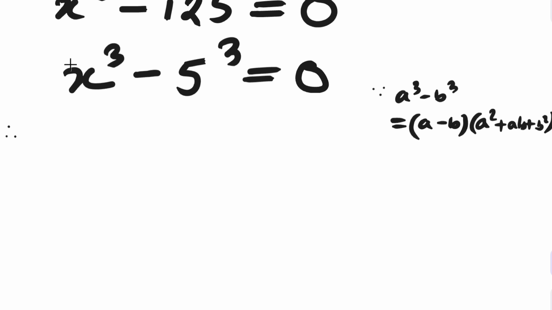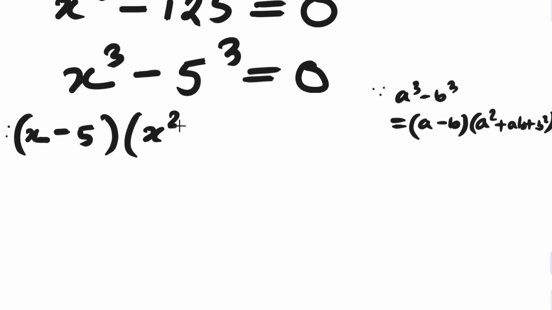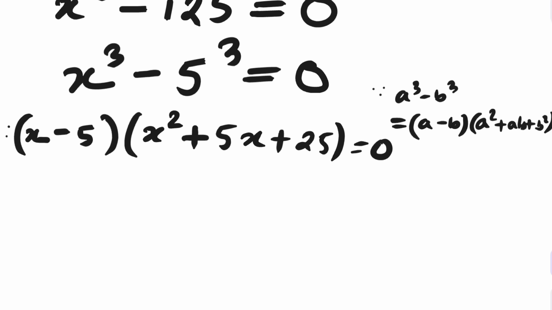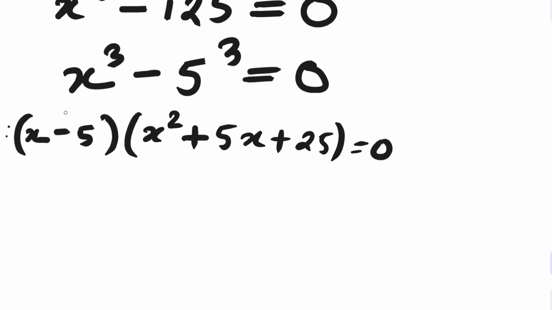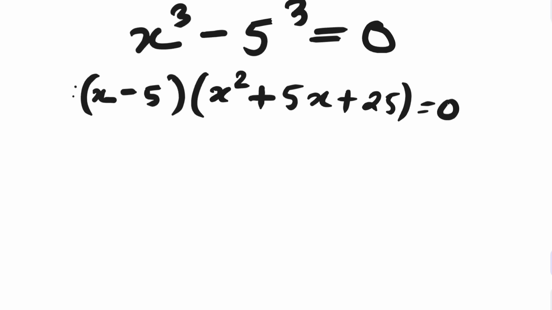So let's apply it here. With a equal to x and b equal to 5, when we substitute into the formula, we get x minus 5, multiplied by the quantity x squared plus 5x plus 25 equals 0. Now pay attention to the simplification. Whenever we have a product of 2 expressions equal to 0, that means at least one of those expressions must itself be 0. So we're going to split this into 2 separate cases.